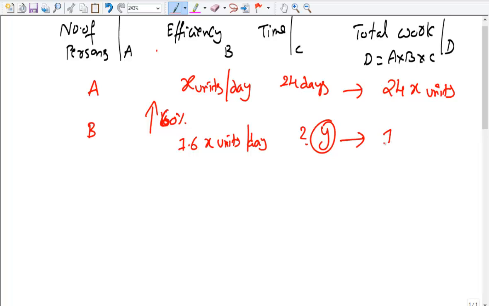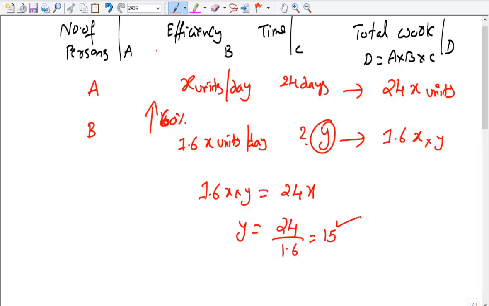This is 1.6x into y, that's equal to 24x units. So 1.6x into y equal to 24x. Then y equal to 24 by 1.6. That's going to be 15. That's quite simple. Or else you can apply product constancy. Any method that is going to save the time is as crucial as the best method available.